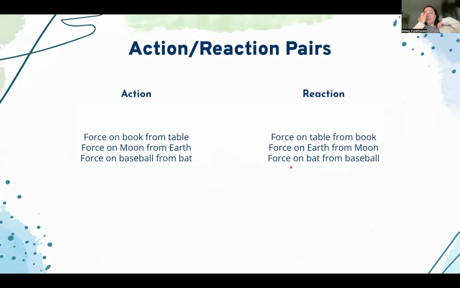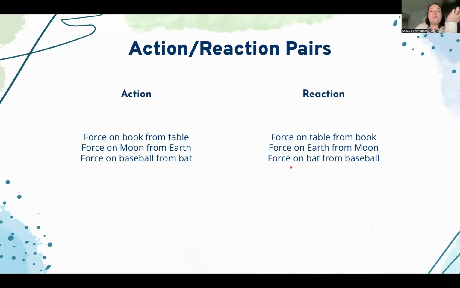Some examples of action-reaction pairs. Let's say we have a book sitting on a table. The force on the book from the table and the force on the table from the book. Let's restate that. Book sitting on a table: the force on the book from the table, and then the force on the table from the book.